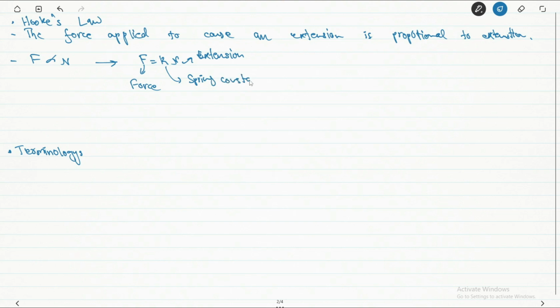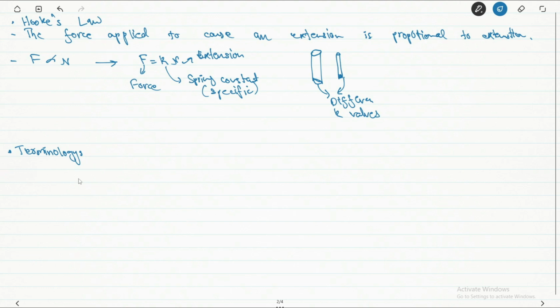So you have to remember that this is very specific to each object, not even a material. It's just specific to an object that you have. For example, this is a wire of copper, and this is another wire of copper, which is a little bit thinner, and these two will have different k values, right? So this k is very specific to each object. So just keep that in mind.